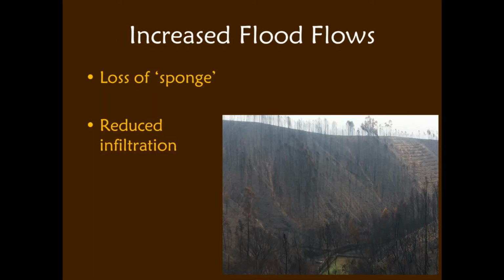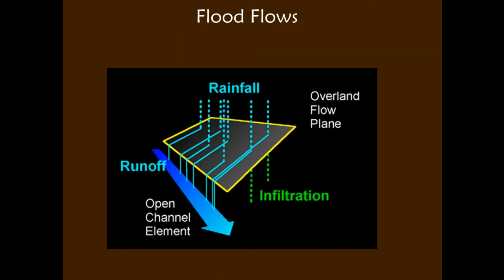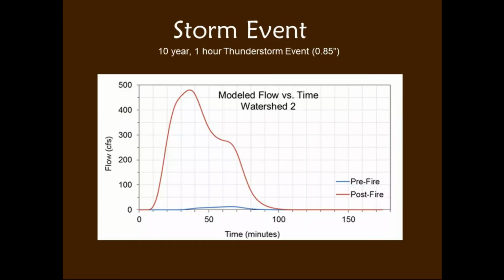So I already talked about increased flood flows, but the main reason that happens is you lose that ground cover, that organic matter, and that is essentially a sponge that absorbs water and promotes infiltration when it rains. It also prevents raindrop impact, which is a source of erosion. And then I talked about those water repellent soils, that plastic layer where water just can't infiltrate. So those things combined result in increased runoff or increased flood flows. That's just a kind of a graphic of what I was describing there.